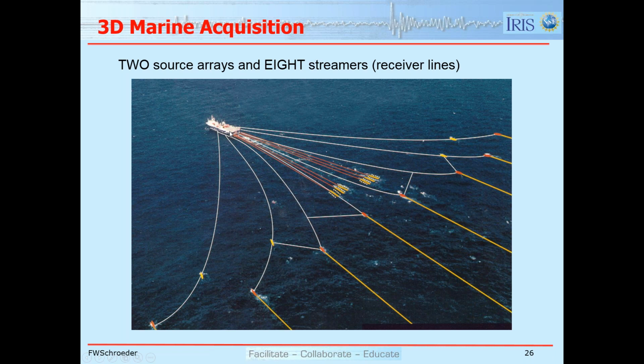So here again is a photo with some overlay on top of it. So here's source array A, here's source array B, and this boat is pulling 1, 2, 3, 4, 5, 6, 7, 8 streamers. So those are those silicon-filled tubes that have the hydrophones in them, and they can be 4, 5, 6, 7, 8 kilometers in length. A lot of equipment to keep track of, to tow through the water and try to keep spaced in the way that we want them to be spaced.